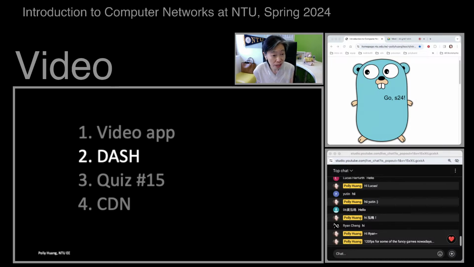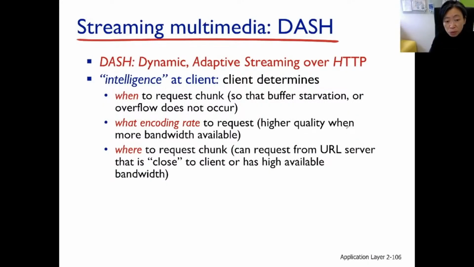And last is when to request. In this video, there are 2 key terms, buffer starvation and buffer overflow. And they both sound negative. Make sure that you understand the differences of the 2. When to request the chunk. This is actually the intelligence that is a little bit hard to explain because we did not talk about a very special component in a streaming system.